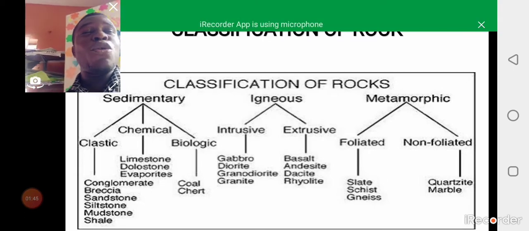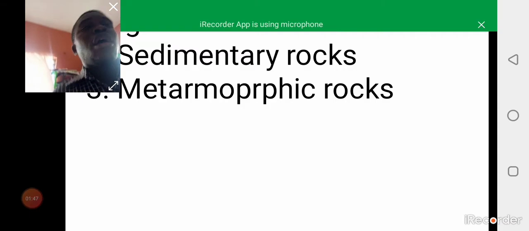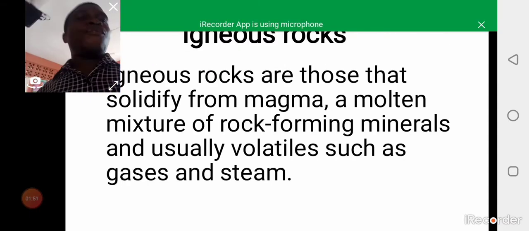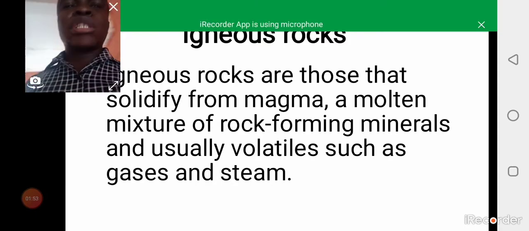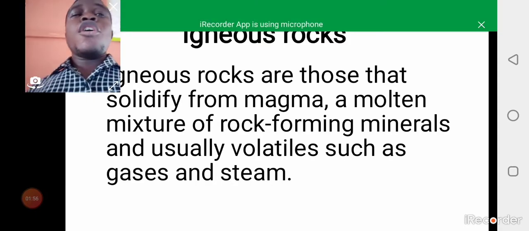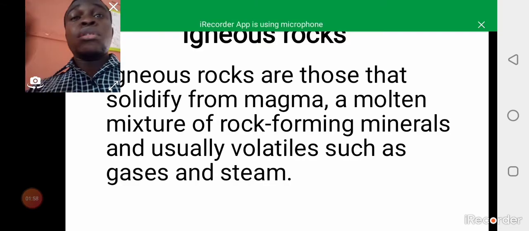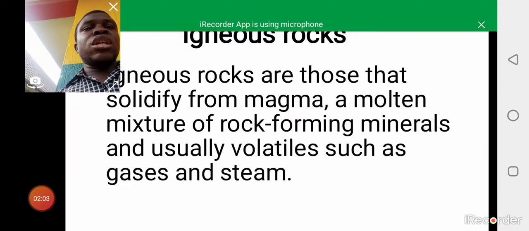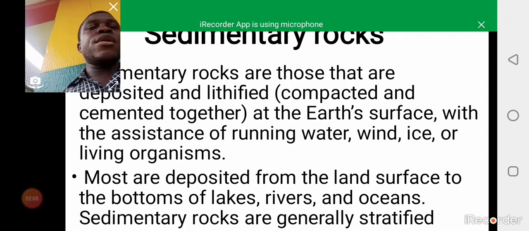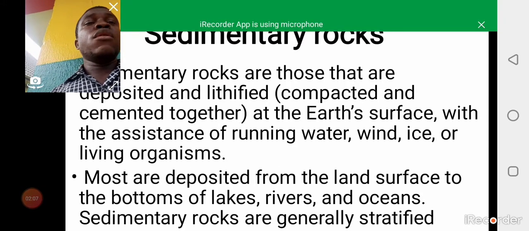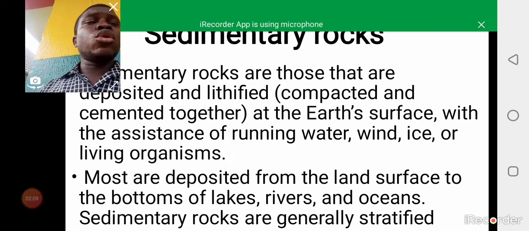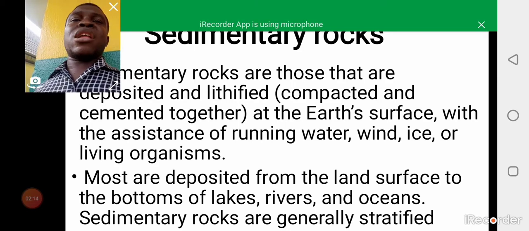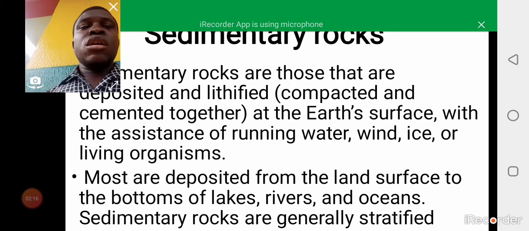I also want you to take note that igneous rocks are those rocks that solidify from magma or a molten mixture of rock forming minerals. Is that taken? Okay, I also want you to take note. Sedimentary rocks are rocks that are formed from sediments. And when you look at sedimentary rock, they contain strata. That is stratification.